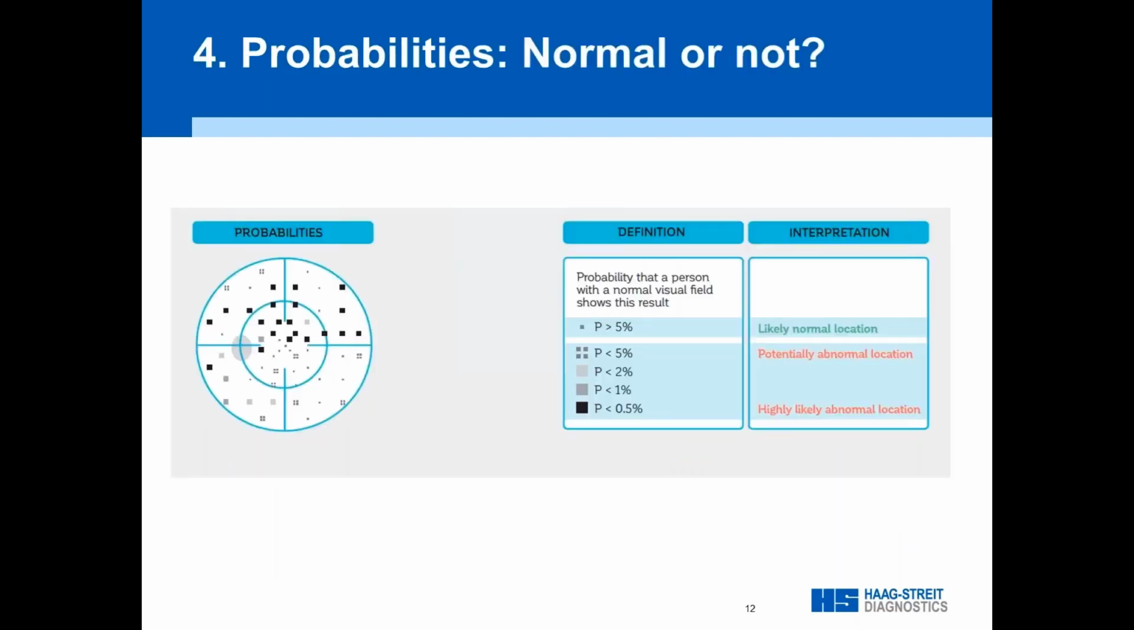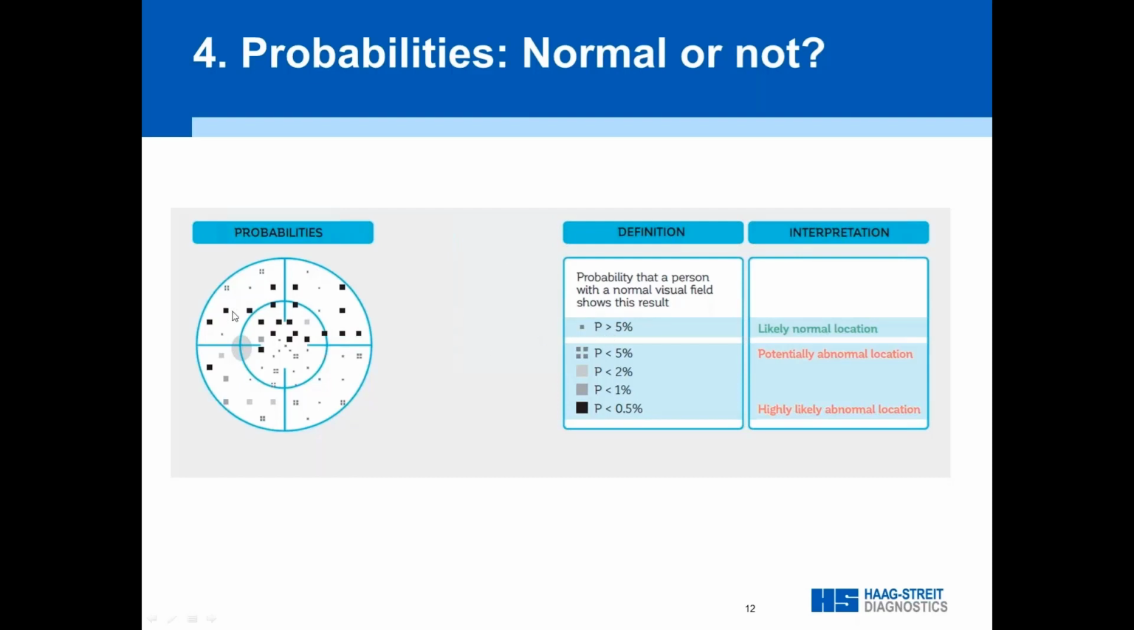Good, let's move on then. Once we've established the field is reliable, and only reliable fields are worth looking at, we have to ask ourselves, is this actually normal or not? It seems like an easy question, but I think it's the most difficult one when it comes to visual field interpretation. We've had the probability plots for decades, and our competitors had too, but I still find it a bit hard to interpret. Here's some aid.